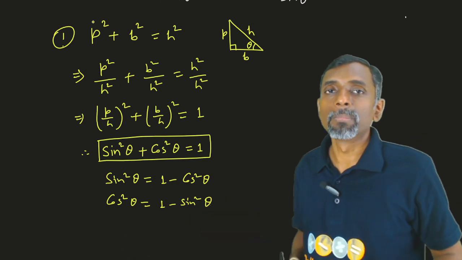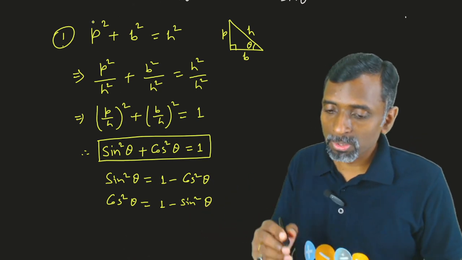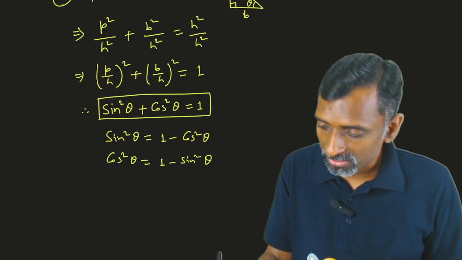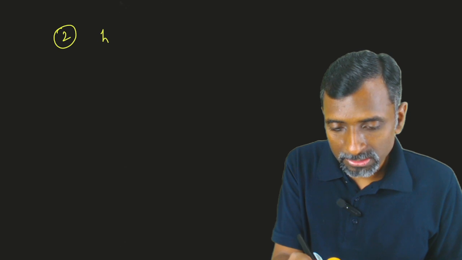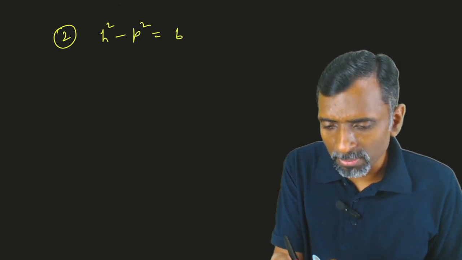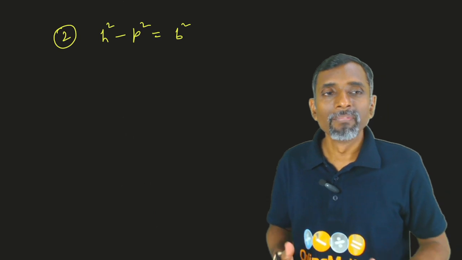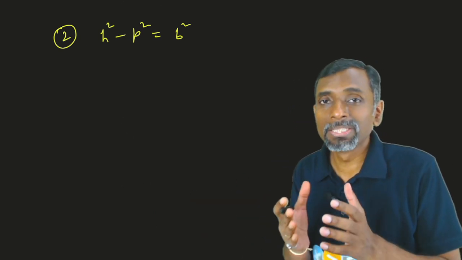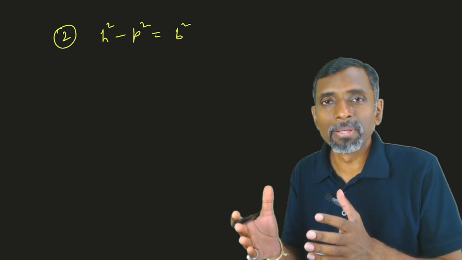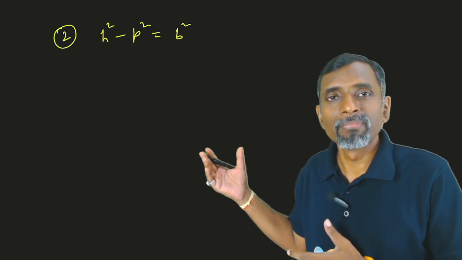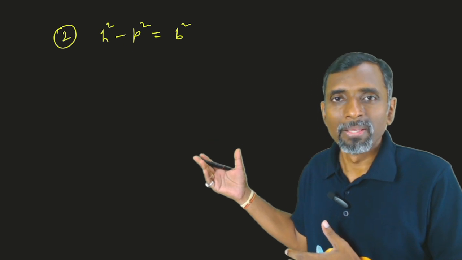So this is one of the trigonometric identities which we derived from the Pythagoras theorem. But the Pythagoras theorem can also be mentioned in different terms, like it can also be written as h square minus p square is equal to b square. This is also the Pythagoras theorem, the same thing. We just shifted the term. The basic Pythagoras theorem is p square plus b square equal to h square. But if we shift p square to the other side, we can have this as the Pythagoras theorem again.